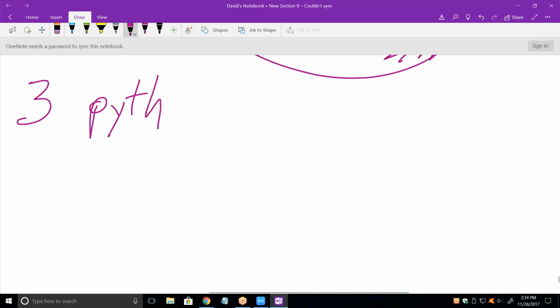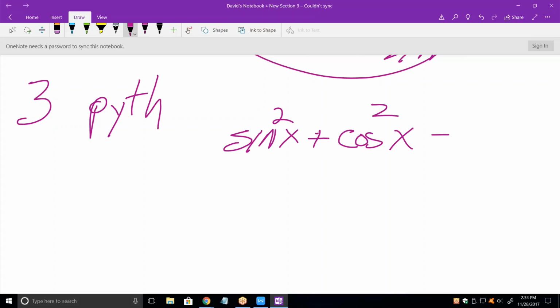Now the Pythagoreans always have squareds in them. And here's the first one. I'm leaving out the argument on purpose here, just so I don't have to write it over and over again. But there's always an argument. You cannot take a trig function of blank. You always have an argument. What's this equal to? 1. Gotta memorize that one. What's this equal to?